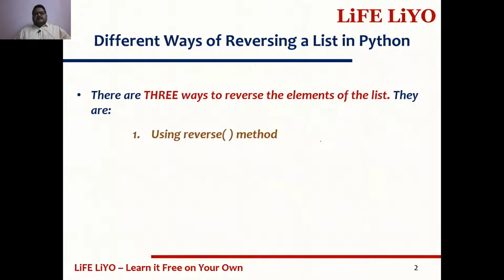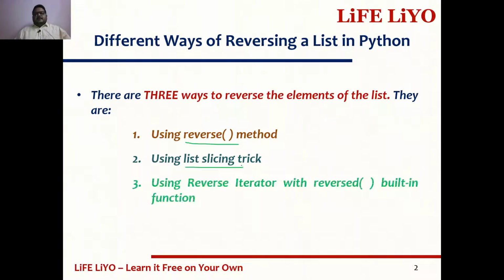The first one is using a method called reverse, second, using the list slicing trick, third, using a reverse iterator with the reversed built-in function, and the last one is a manual method, which we cannot really call a separate way, but I am mentioning it too, that is using loops.